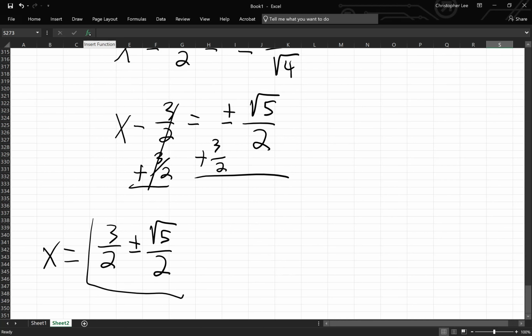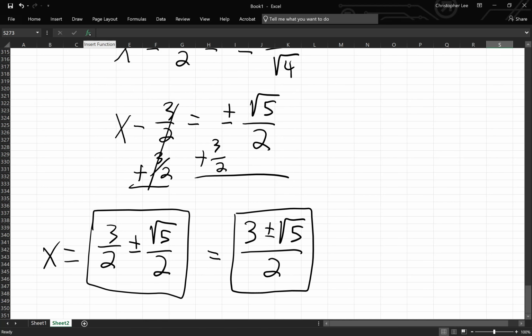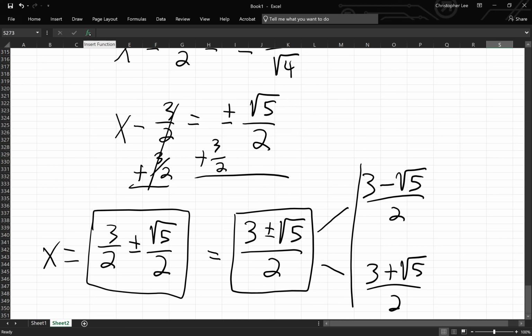I will accept this answer. If you want to give me the same answer under a single radical, I accept that too. So if you want to give me 3 plus or minus square root 5 over 2, I will take this answer as well. All right? If you want to separate the two answers, I respect that as well. So if you want to give me 3 minus square root 5 over 2, along with 3 plus square root 5 over 2, I will take that. That's fine too. As long as you got one of these answers here with the quadratic, I'm happy.